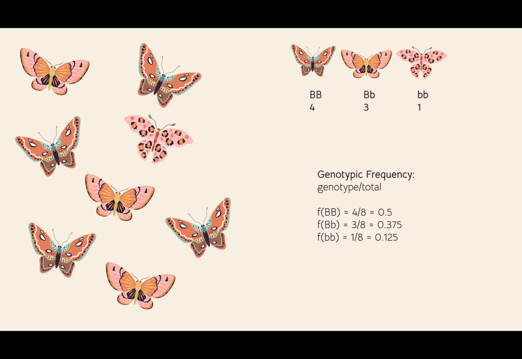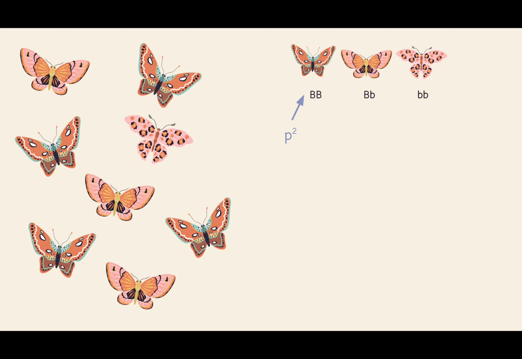We can use this to calculate the genotype frequency by taking the number of individuals of a genotype and dividing it by the total number of individuals. Here we can see big B big B is P squared, big B little b is 2pq, and little b little b is Q squared.